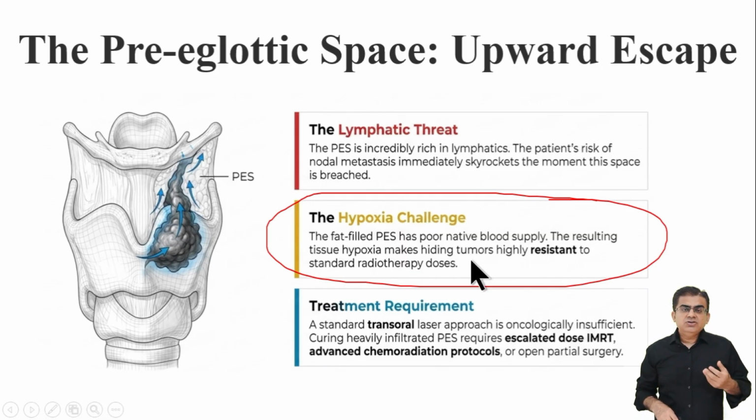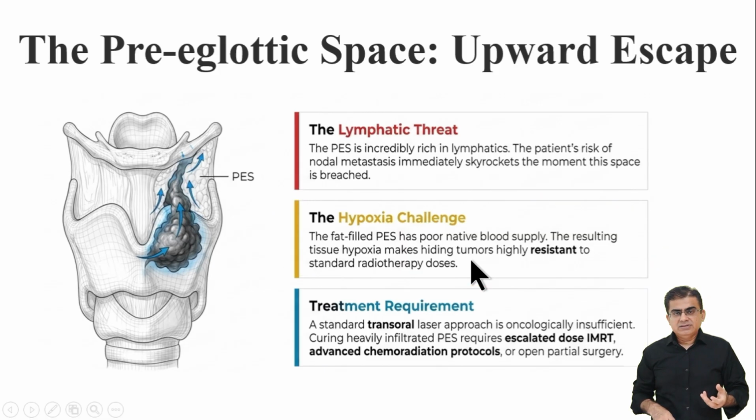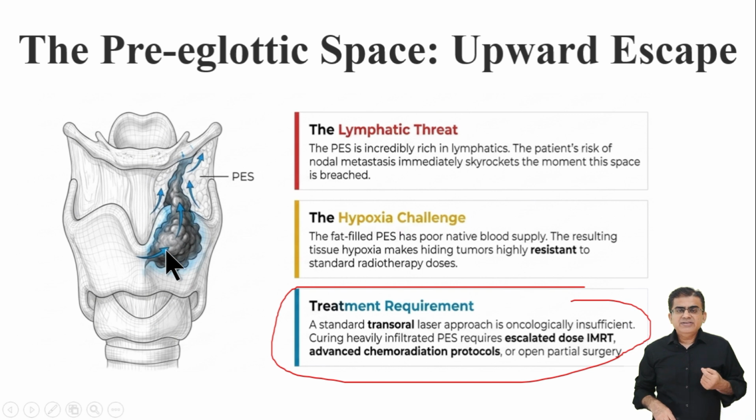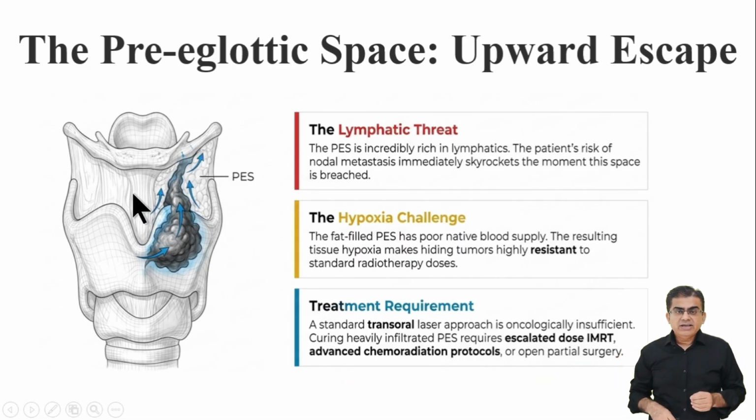So how do we treat a tumor hiding in the pre-epiglottic space? A standard transoral laser approach is completely insufficient. To achieve a safe oncological cure, these patients may require escalated dose IMRT. They might also need advanced chemoradiation protocols or an open partial surgery. You must always evaluate these deep escape routes before you take a patient to the operating room.